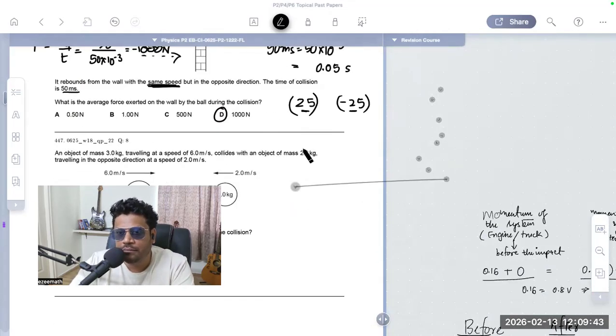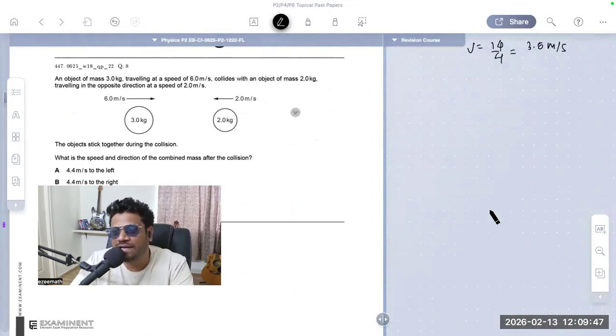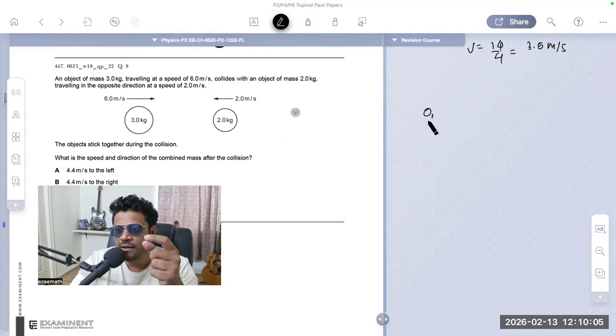Okay. So see how this question is different. Now the objects are moving in opposite direction. So I'm going to make sure that I use that fact. I make sure that I'm careful when I'm placing velocities into my solution. I go object 1 and object 2. So object 1 moving at a speed of 6 and a mass of 3. So 3 into plus 6.